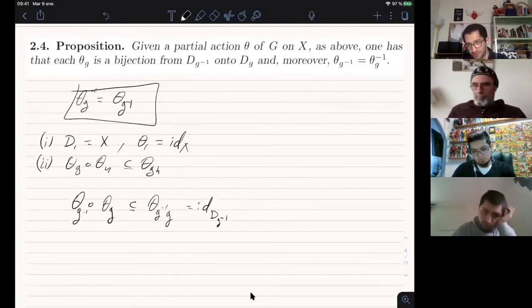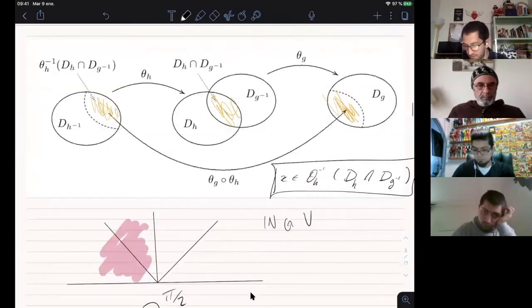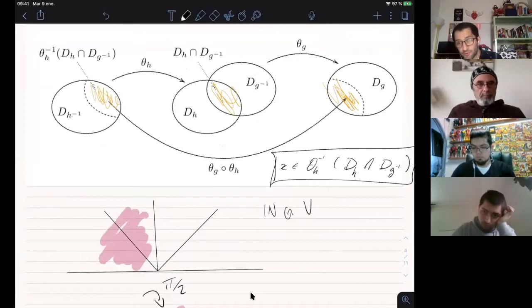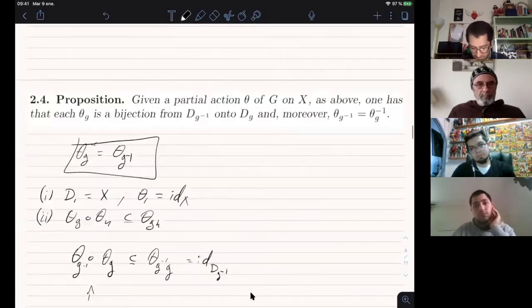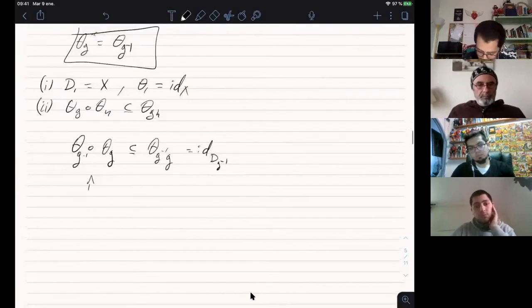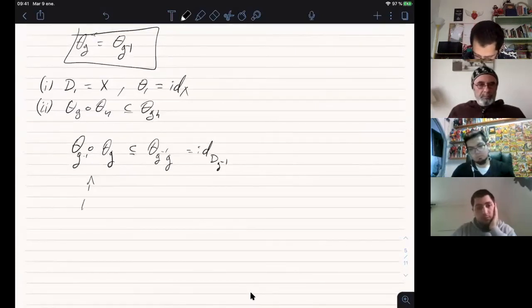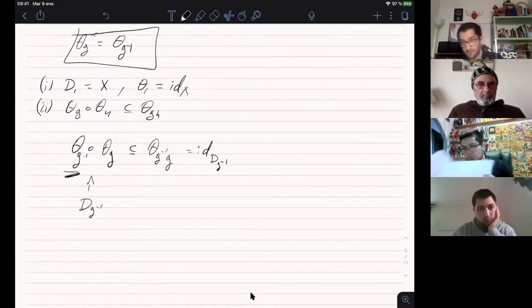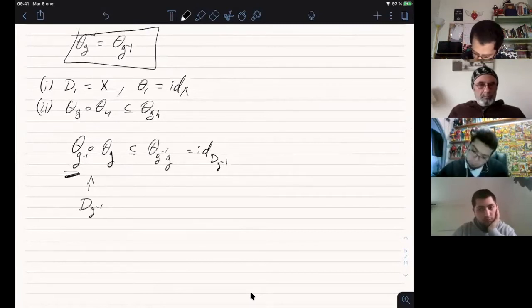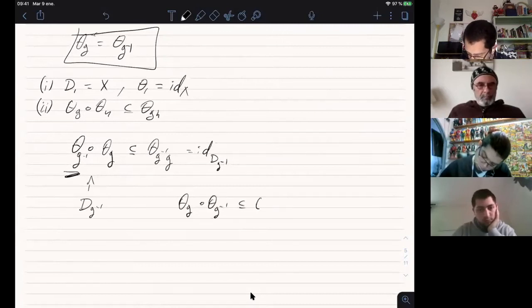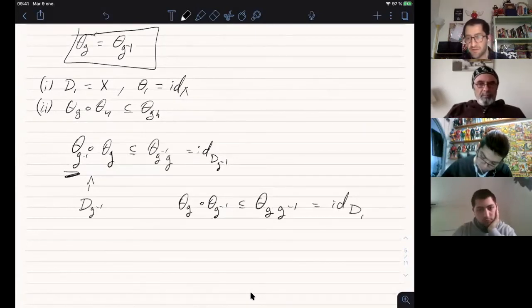This is not so hard to see because the domain of this function, as we've seen here, we can check it by this formula, for example. That's one way, but it's really easy to see that the domain of this composition is going to be dg minus 1. And then we have that this function here is going to be a left inverse of the function on the right. And then if we compose it the other way, we have the same thing. And this is going to be the identity in dg.